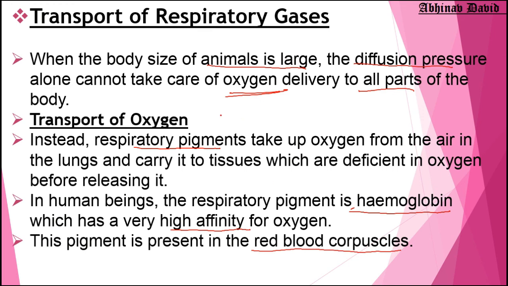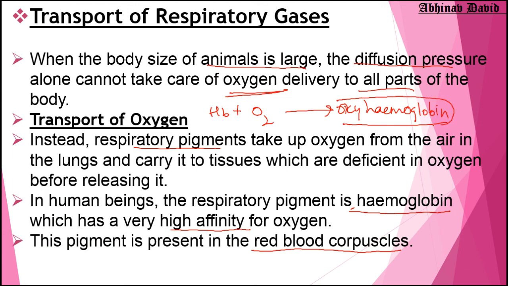So hemoglobin reacts with oxygen and forms oxyhemoglobin. In this form, oxyhemoglobin, the oxygen is transported by hemoglobin. This is how oxygen is transported.